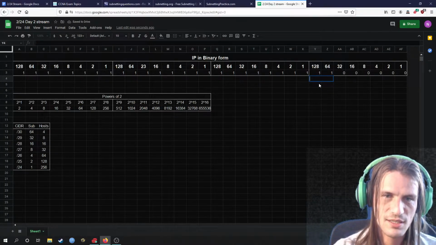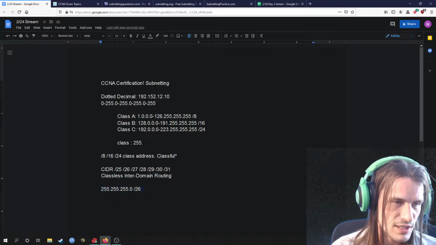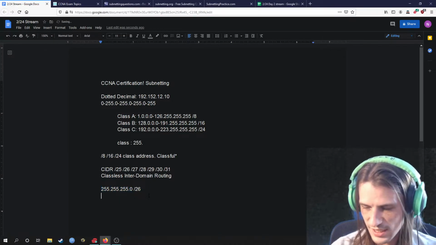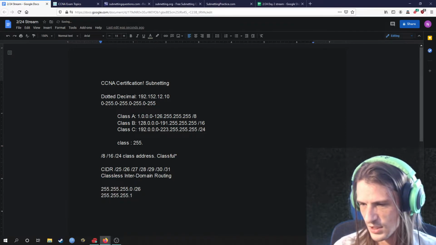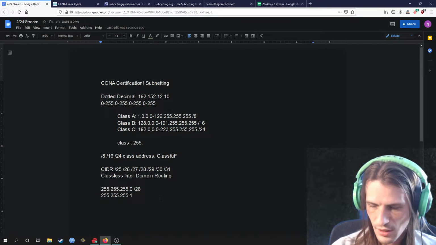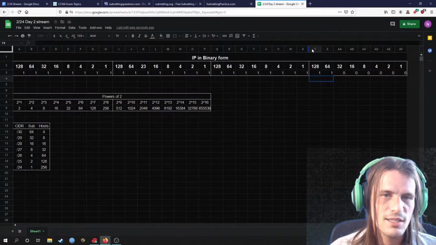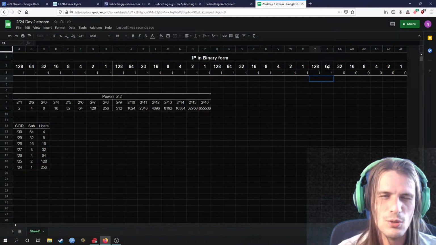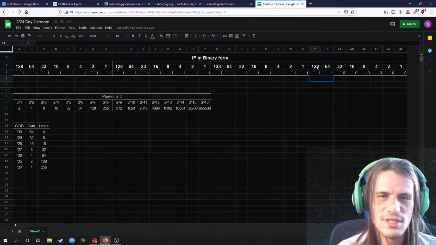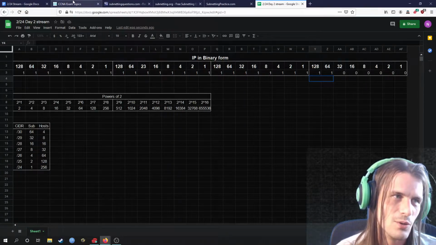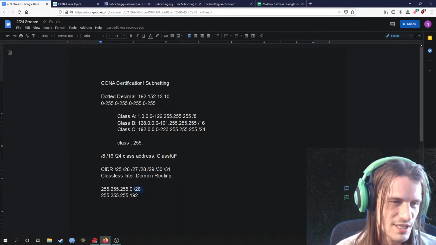So the default mask would be here. Let's not write it in here, let's write it over here. The default mask for /26 is actually, what did I say? 192. Oh man, I closed it. Let's do the 6, 2. Yeah, carry the 1, 6, 7, 8, 9. Yeah, 192. Okay, cool.